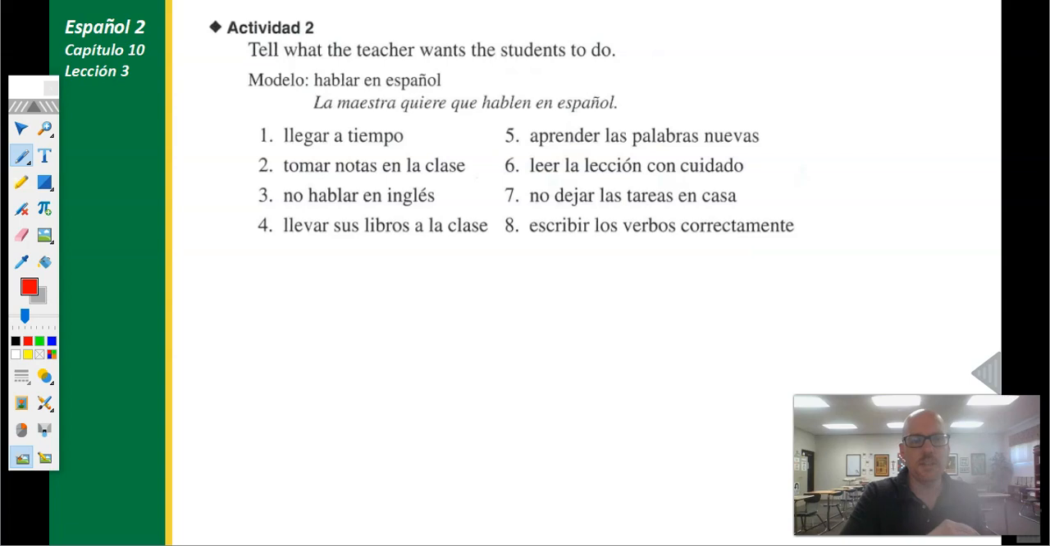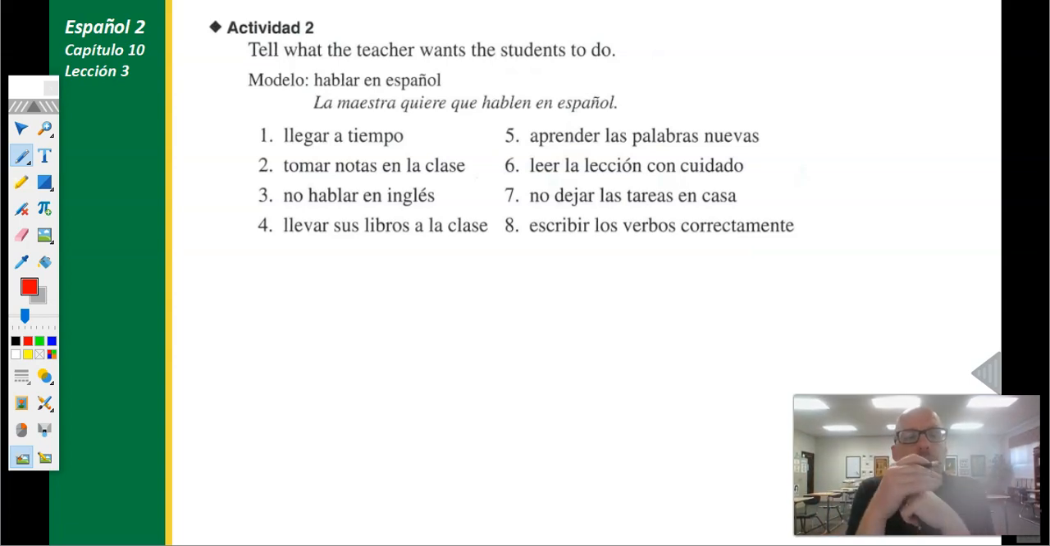So let's practice some of these just a little bit. Actividad 2. Actividad 2 está en página 276 in your textbooks, and let's look at actividad 2. Look at the modelo, the example. Hablar en español, to speak in Spanish. So I would tell what the teacher wants the students to do. So the teacher wants the students to speak in Spanish.